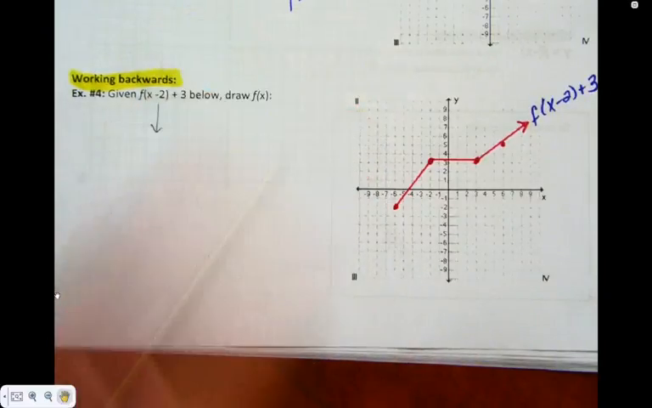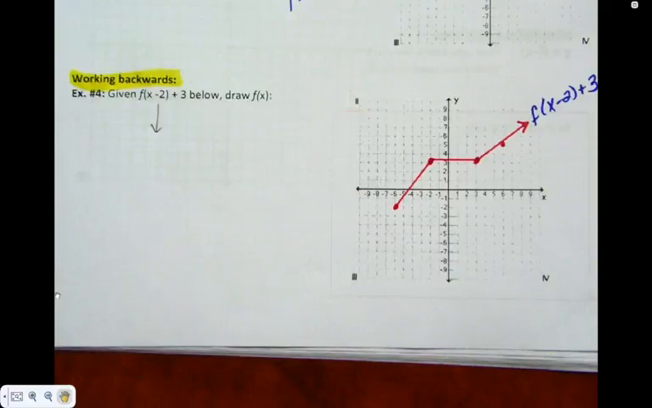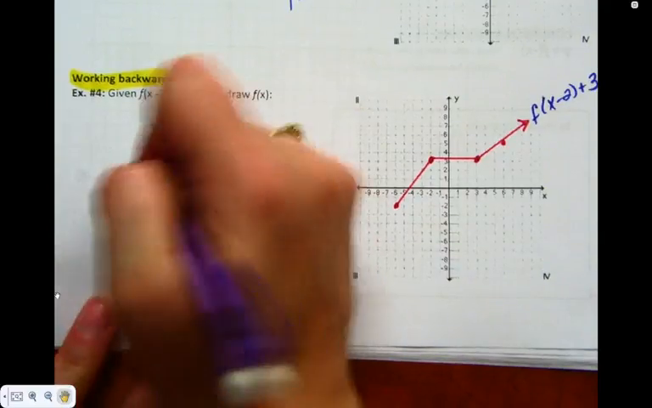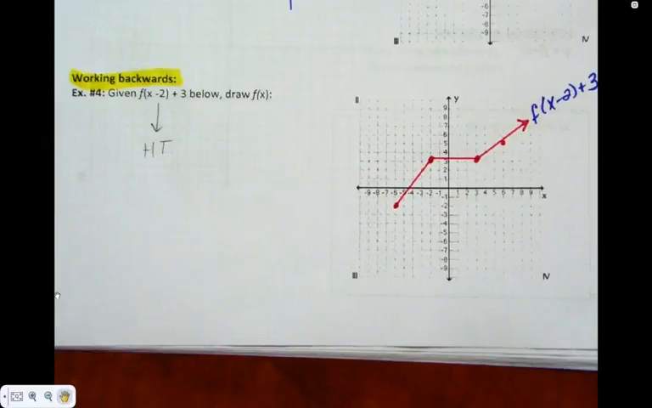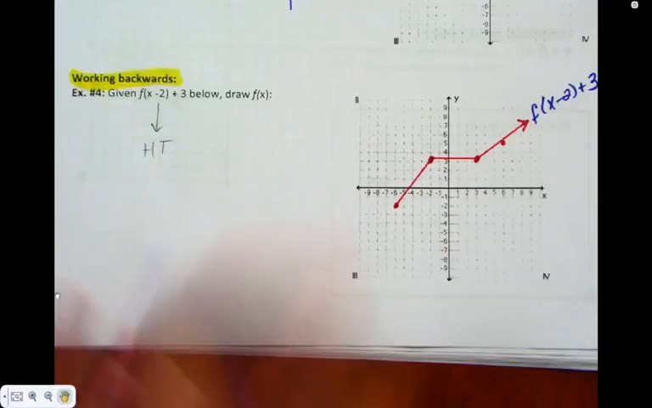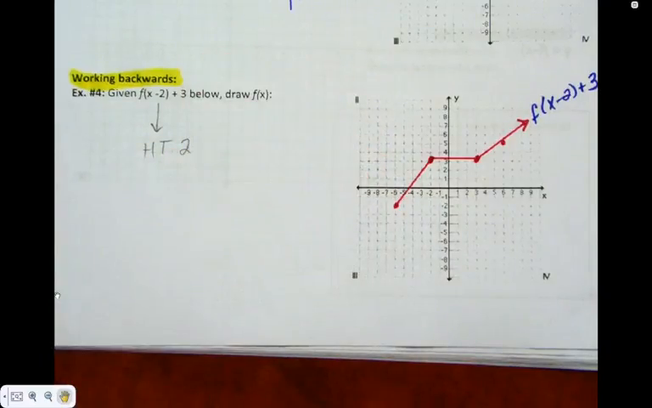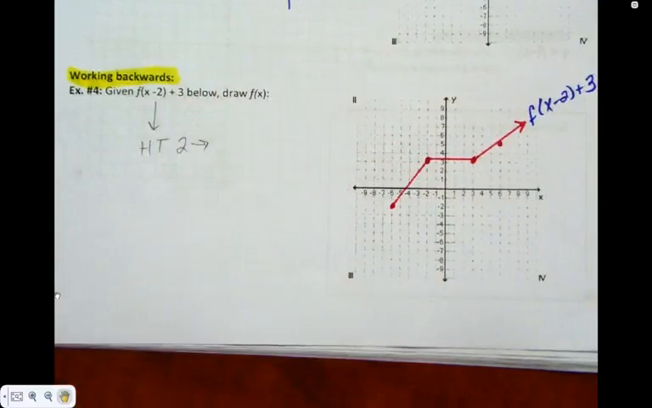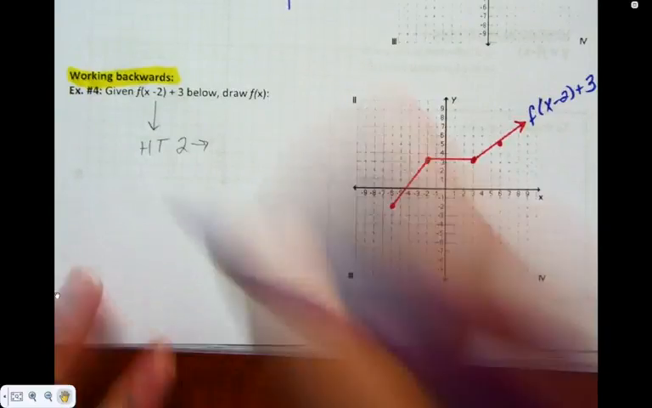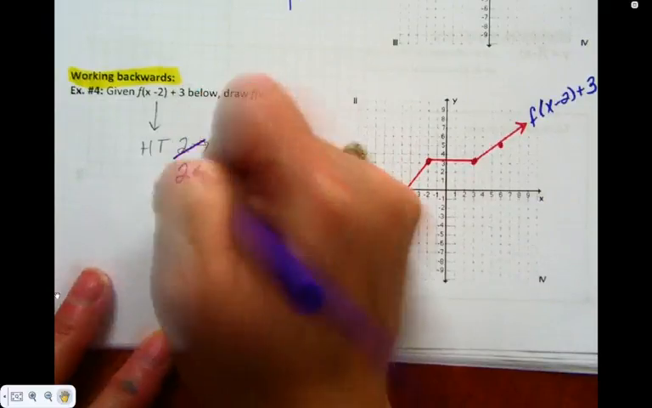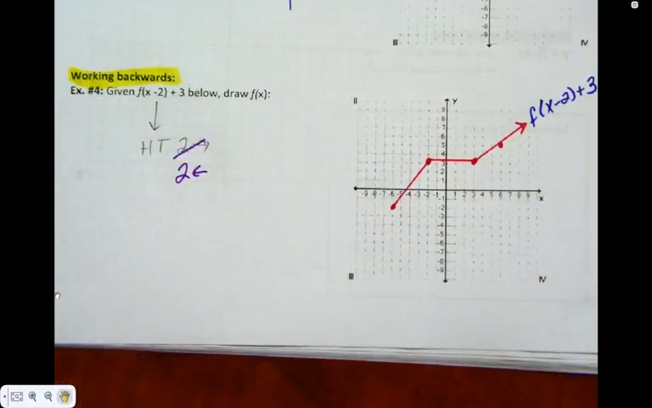What was this -2? It's inside brackets. So it is horizontal. It's a translation. And it would have been, if this was the original question, it would have been 2 units to the right. How do we go backwards? We're going to end up doing 2 to the left because we're trying to work backwards from what the question gave us.